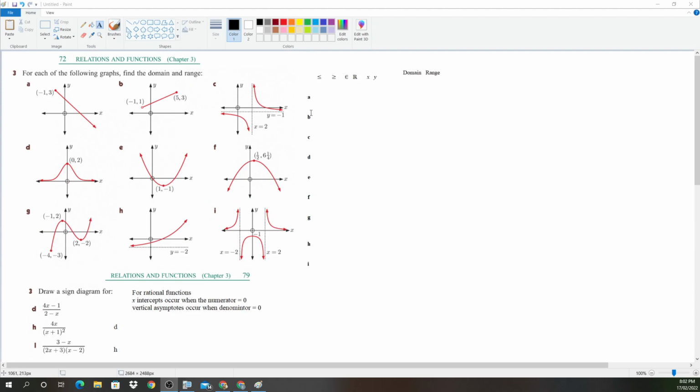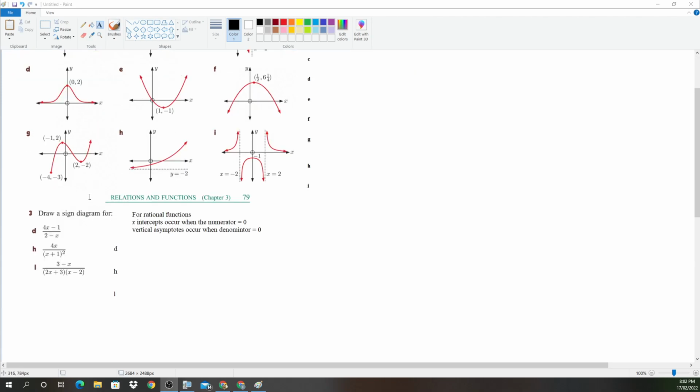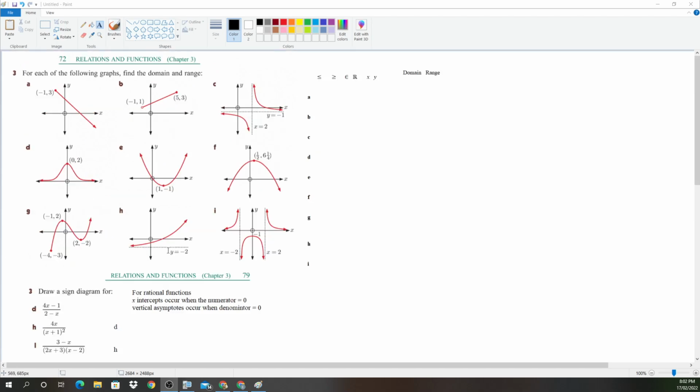Okay, so I can go through all of these ones here. I was asked to do these ones involving the graph. I'm not going to do all of the sine diagrams, but I will do 3 of them. If you get the general idea, you'll be able to see how to do the rest. So starting off, let's have a look at these graphs.